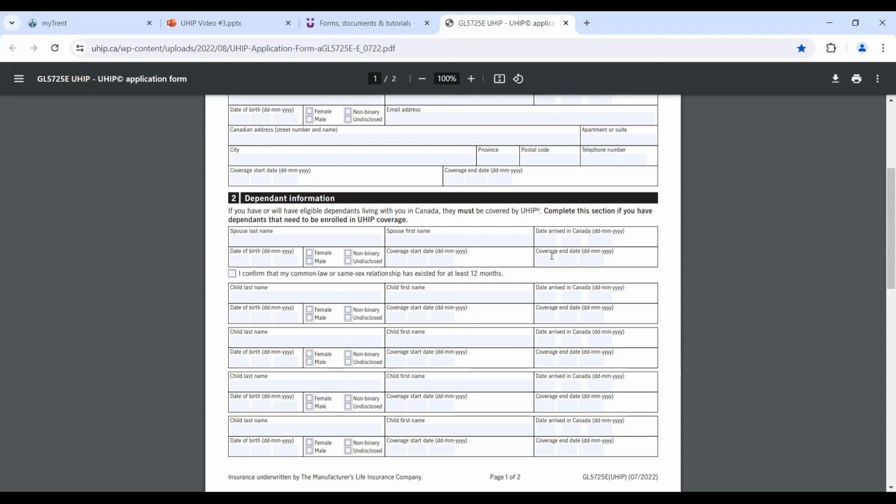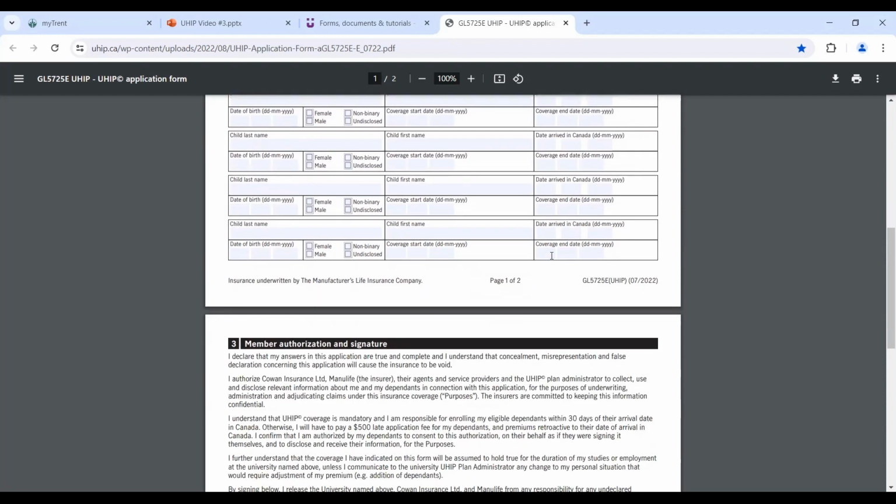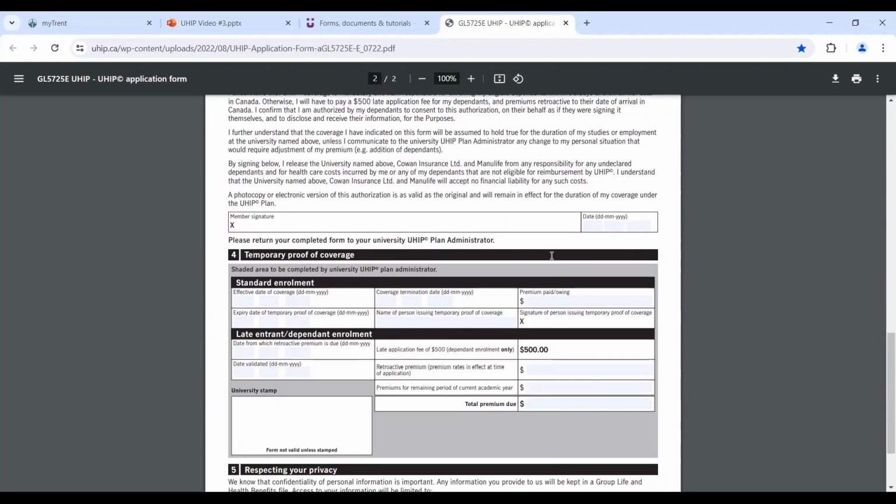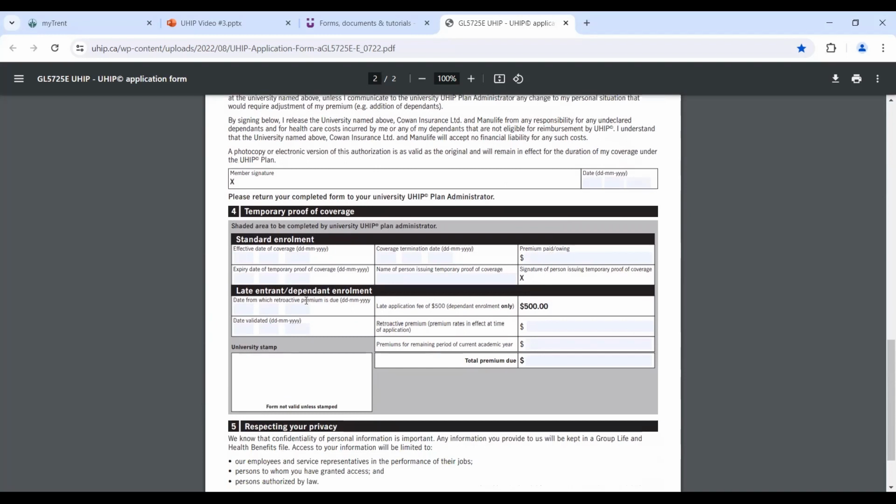If your dependents are arriving after your arrival, please wait until they have arrived in Canada to let the UHIP administrator know. This way, you won't be charged ahead of time. If your dependent have been here for months before letting the UHIP administrator know, then you will be charged a $500 late fee by Cowen, the insurance company. And you can see that down here, the late fee.